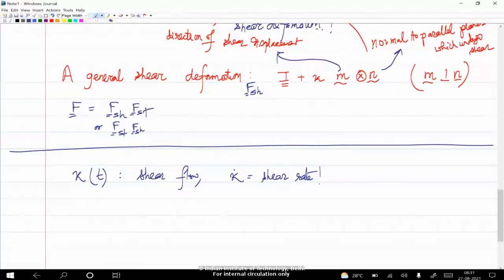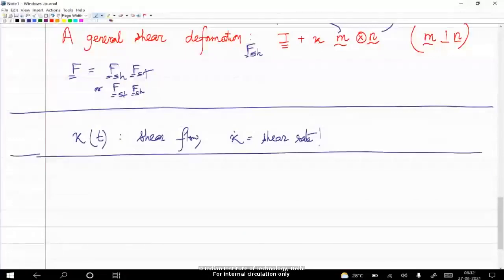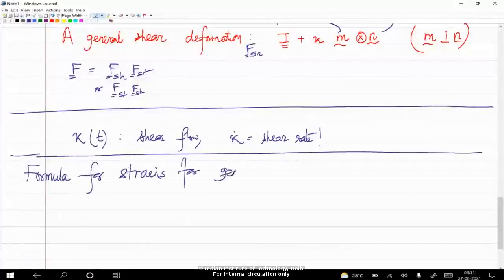Okay, so having seen these simple deformations, now we want to find out formulas for length change or change in orientation. So the question is, we actually want to find the formula for strains for the case of general deformation. Let's say that. So formula for strains for general deformation, and by general I mean large deformation.